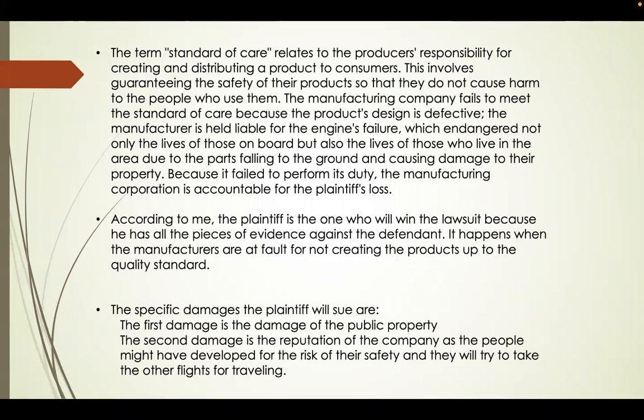According to me, the plaintiff is the one who will win the lawsuit because he has all the pieces of evidence against the defendant. It happens when the manufacturers are at fault for not creating the products up to the quality standard. The specific damages the plaintiff will sue for are: the first is damage to public property. Second is the reputation of the company, as people might have developed a fear for their safety and will prefer to take some other flight because they can't put their lives in danger.